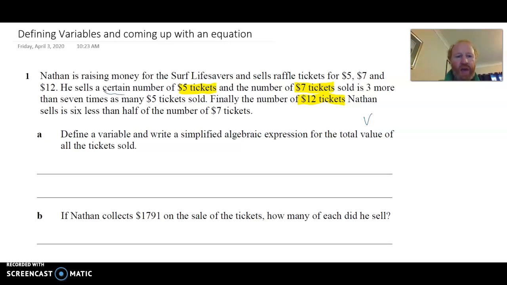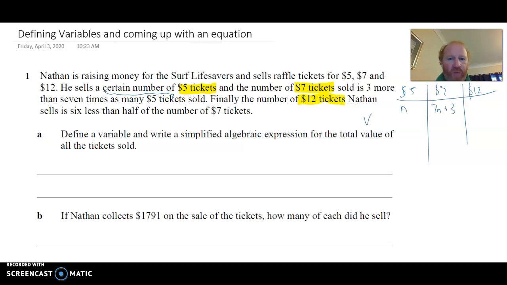It says that we get a certain number of $5 tickets. So if I give myself some categories here, $5 tickets, $7 tickets, and $12 tickets. There are n lots of $5 tickets. That's it, a certain number of tickets. I'm going to call it n. The number of $7 tickets is 3 more than 7 times as many as the $5 tickets. So 7 times as many as the $5 tickets plus 3.